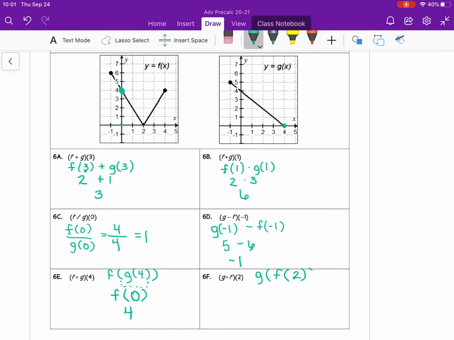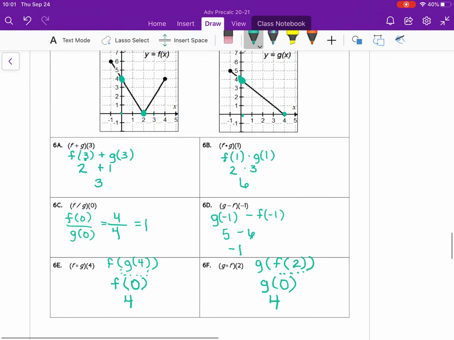Okay. What if I do it the other way around? So g of f of, and this time we're going to do 2. I'm going to look at my f function first. So when the x value is 2, what is the y value? In this case it is 0. So now I'm looking at the g function. When it's 0, the y value is 4.